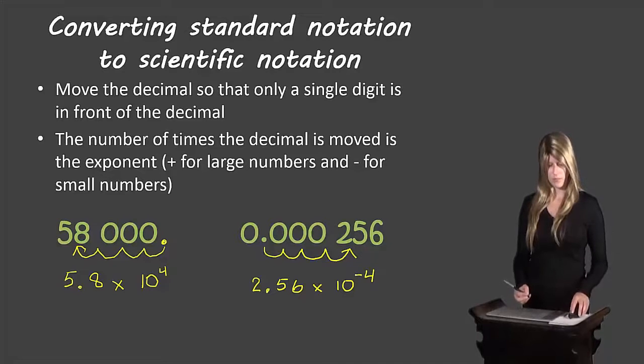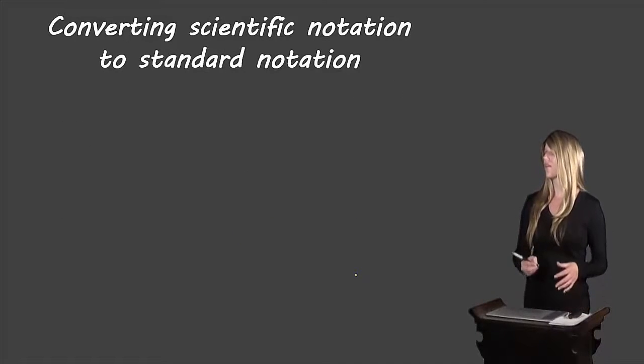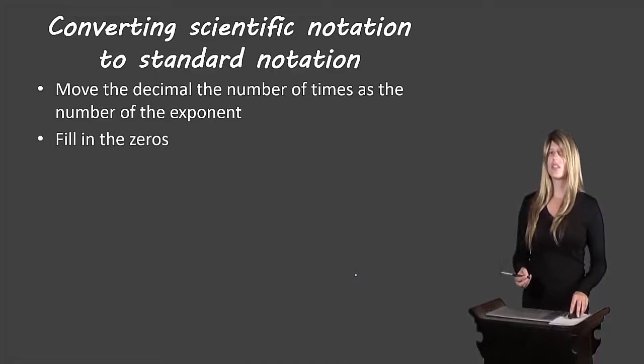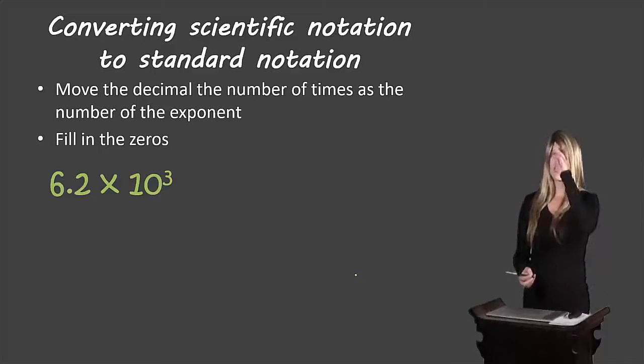So the 4 represents that we moved it 4 times, and the negative represents that it was a small number. So let's try converting the other way around, starting in scientific notation and putting it in standard notation. You're going to move the decimal the number of times written in the exponent, and then fill in the zeros. So let's take a look at a large number.